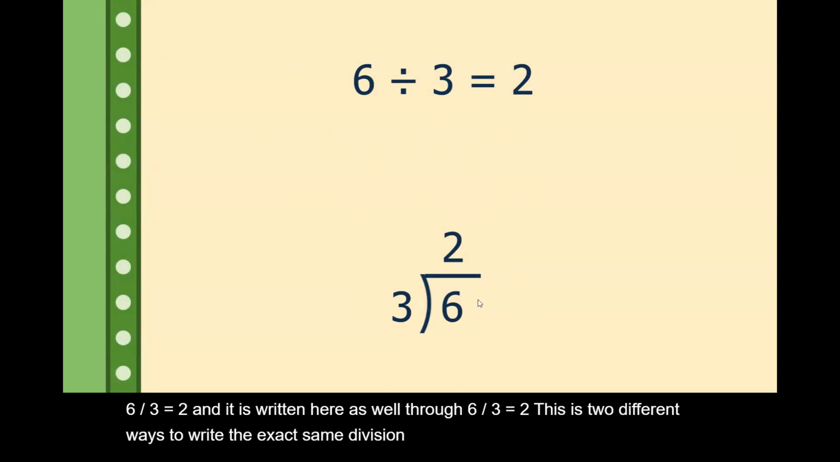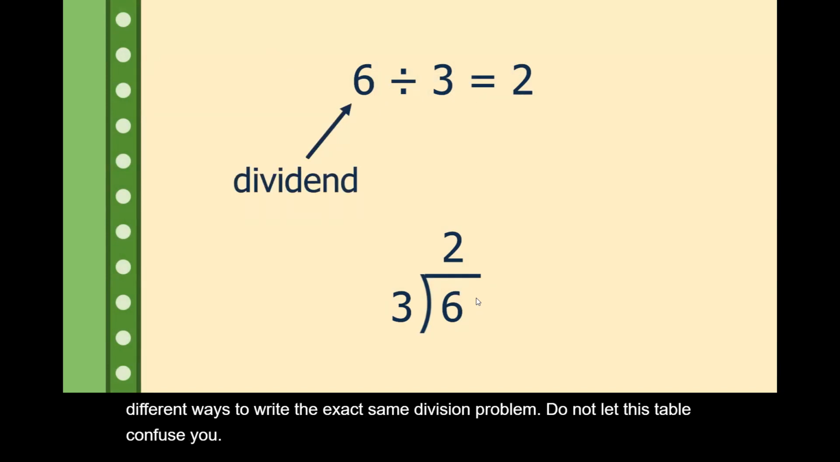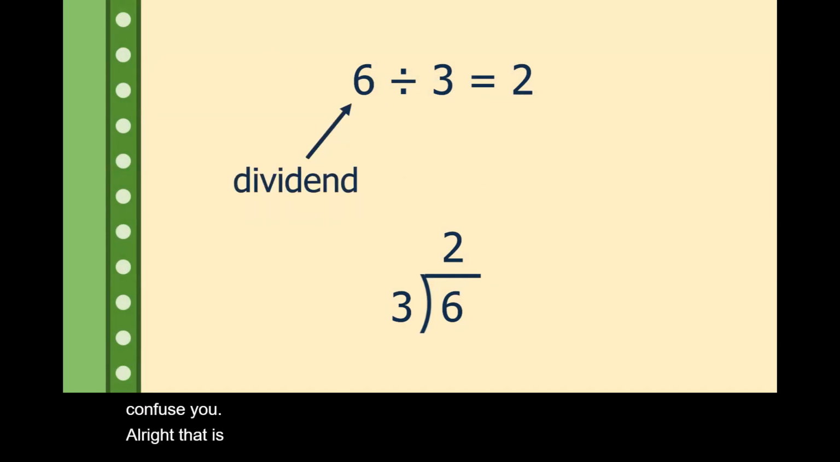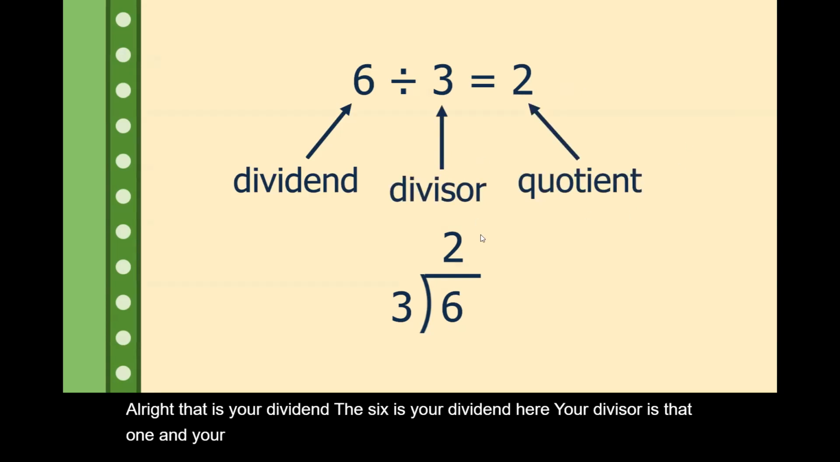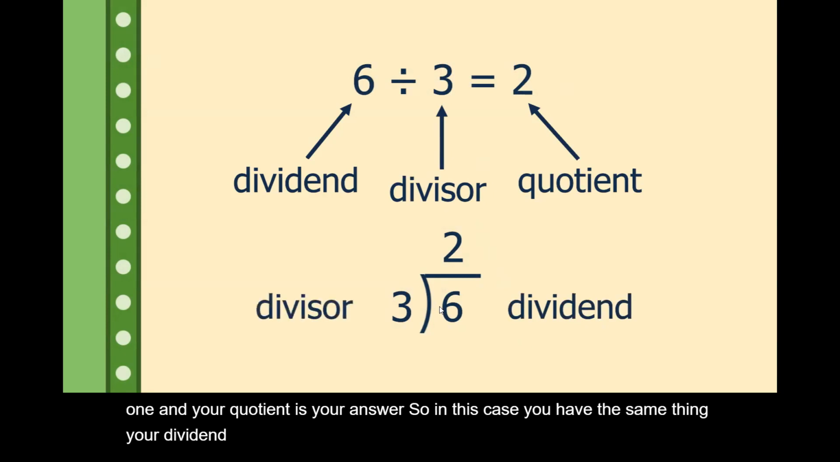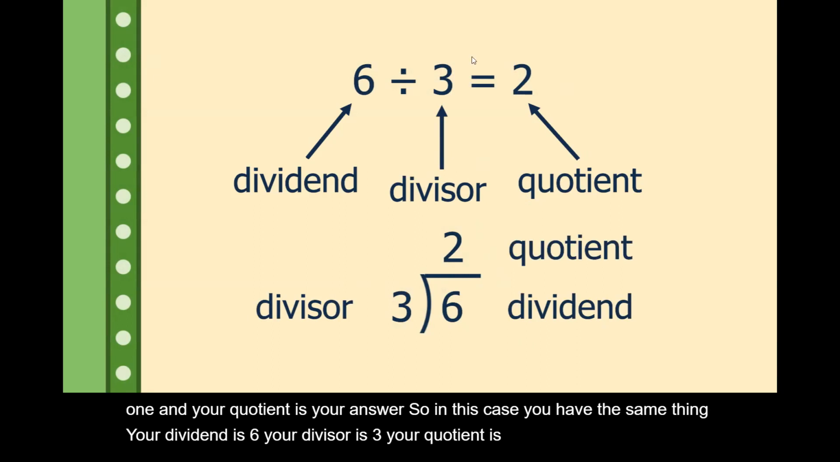Do not let this table confuse you. All right, that is your dividend. The 6 is your dividend here. Your divisor is that one. And your quotient is your answer. So in this case, you have the same thing. Your dividend is 6, your divisor is 3, your quotient is 2, right? You get the same answer either way, it's just a different way of writing it.